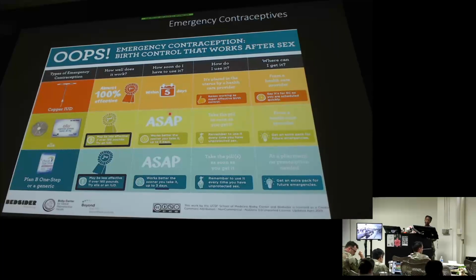Again, these two you have 5 days, and this one 3 days, okay? So smaller wiggle room, but easier access. These require more of a healthcare provider role, right? They have to have the prescription or they have to have the IUD placement, but they do have 5 days. Time is very important. The sooner, the better.